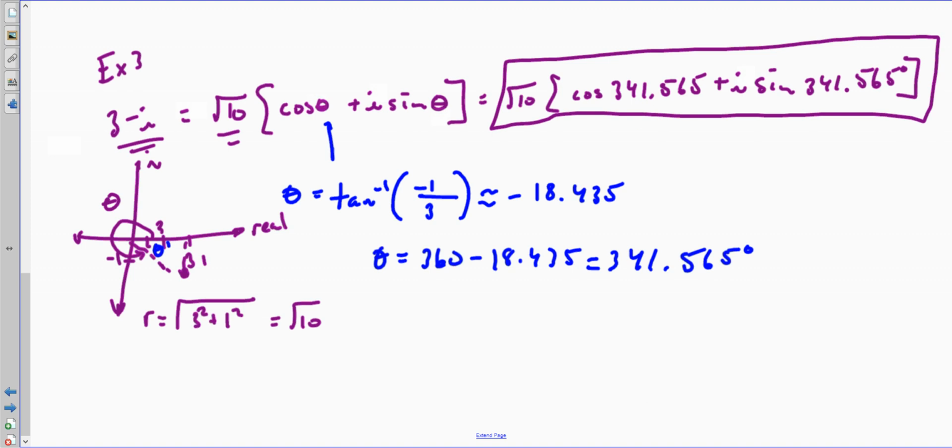All right. Well, I hope this helps you out on how to convert complex numbers into trigonometric form, and we're going to have one more video on how to go the other way in just a little bit.